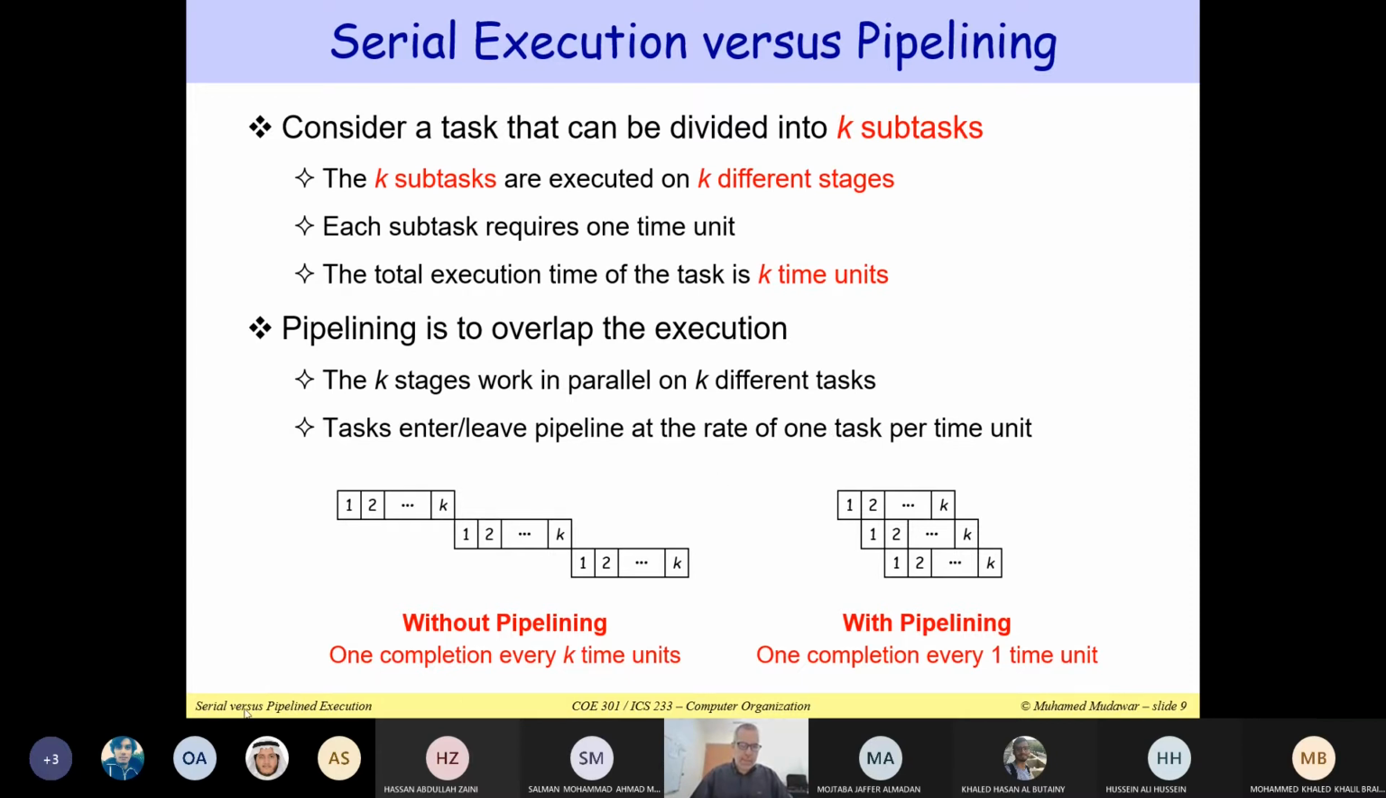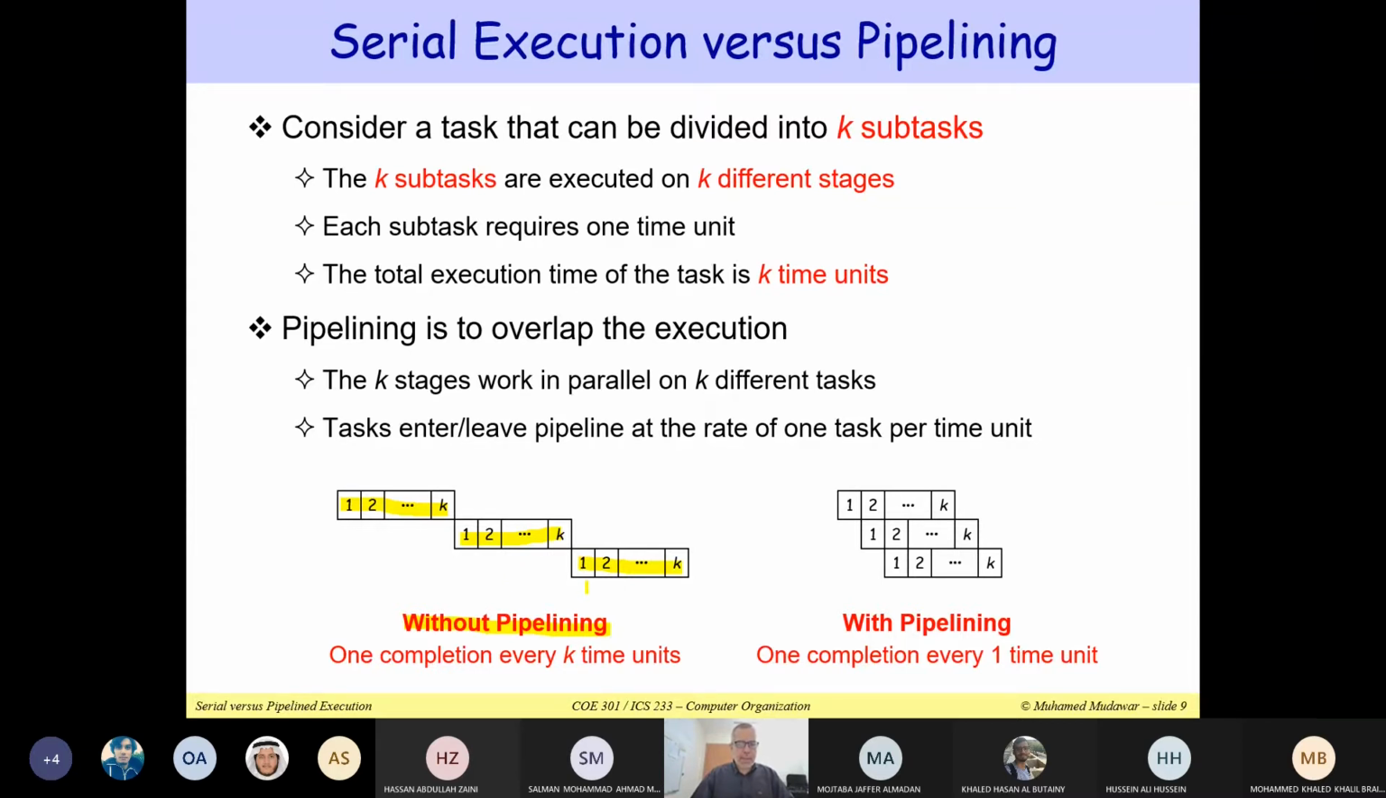So if I would like to have serial execution, which is shown here, notice that without pipelining, what we do is that we complete one task that consists of k subtasks before starting the second task. So that's called serial execution. You complete one instruction before you start fetching the next instruction in memory. So this is without pipelining.